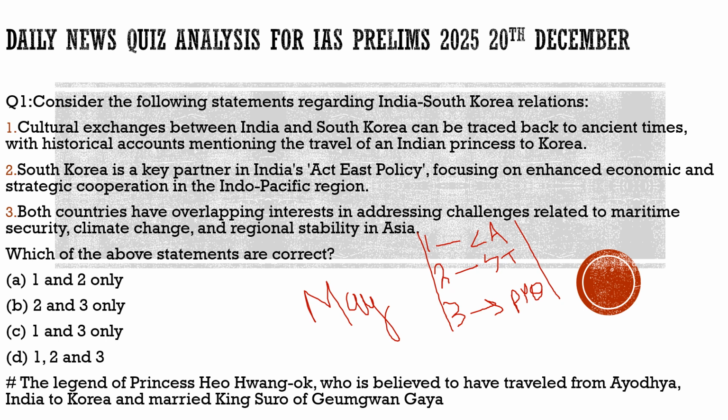So with this, let's have a look at the first question which we are going to discuss here. Here, the first question which we had brought is about the relationship between India and South Korea. The question basically asks us: consider the following statements regarding the India-South Korea relationship. If you read today's newspaper, there was nothing which discussed India's relationship with South Korea. But in fact, there was an article with respect to South Korea.